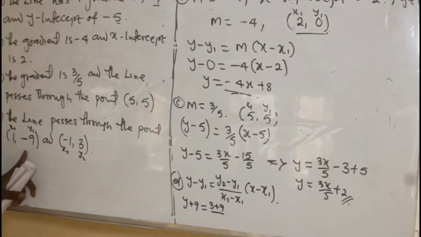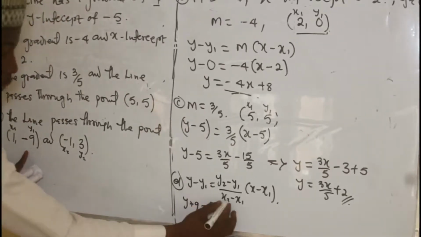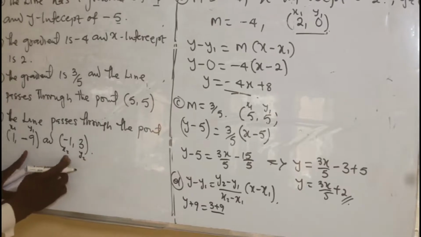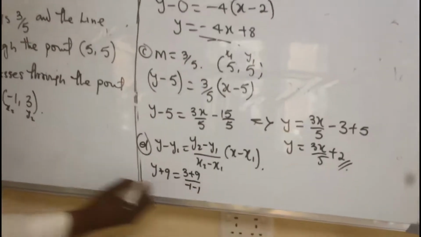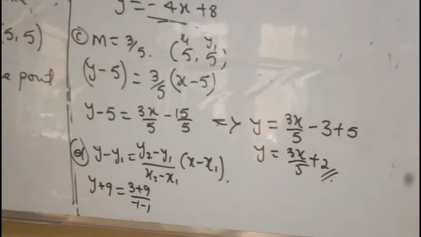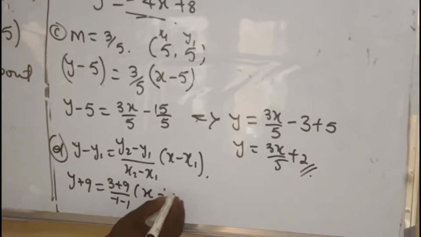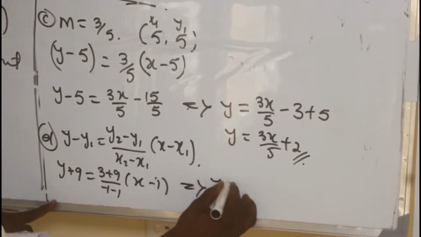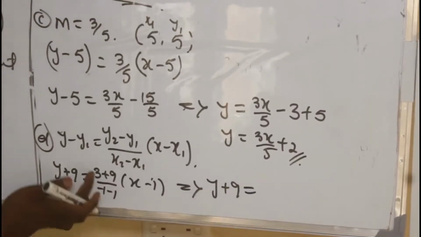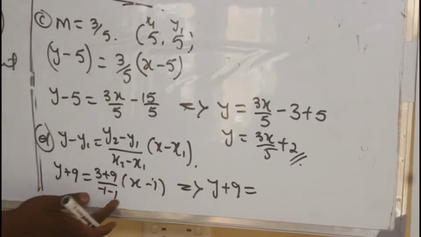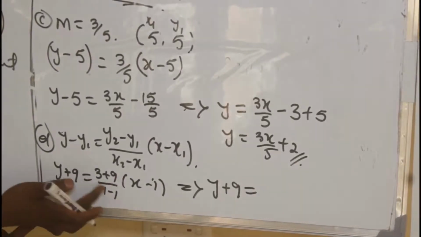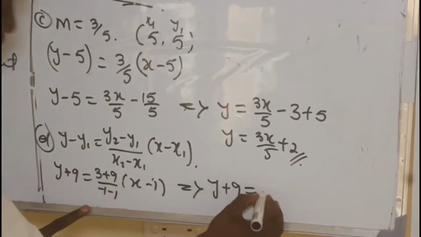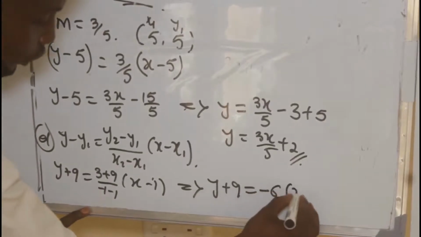I hope you understand how it becomes plus because of the negative. All over x2 minus x1. Our x2 is -1 minus 1. Our x1 is -1. Right? Into x minus, what is our x1? 1. Simple as that. So we have y plus 9 is now equals to 3 plus 9 is 12. -1 is what? -2. So 12 over -2 is -6 into x minus 1.